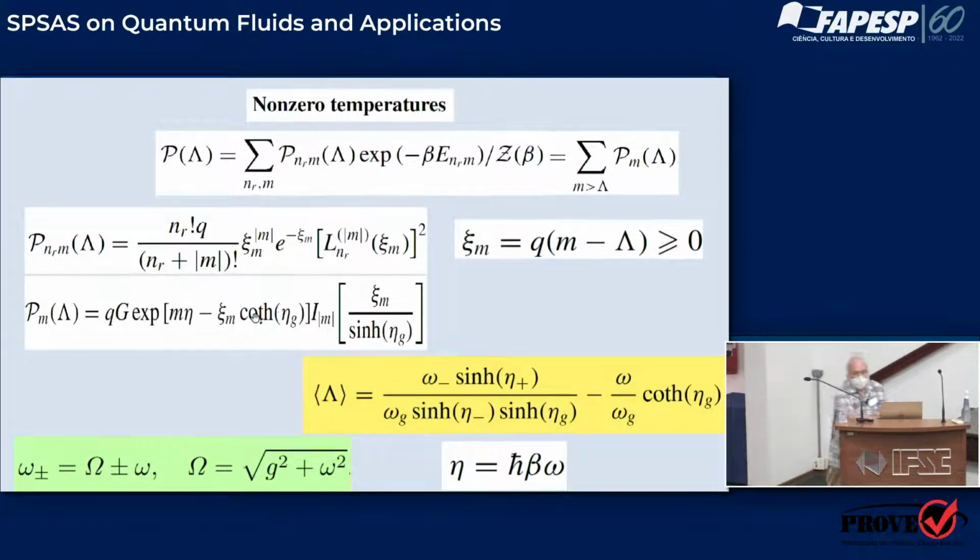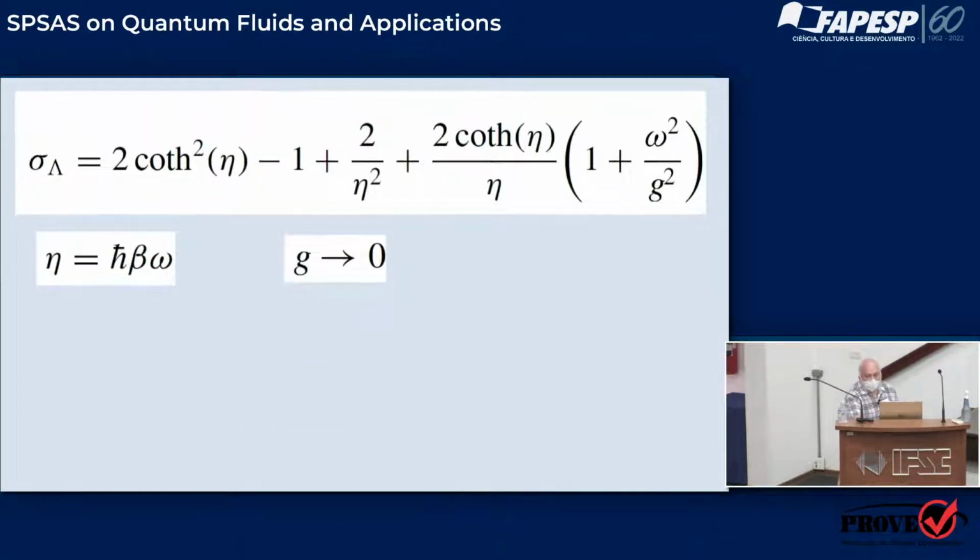But due to this restriction, this sum cannot be calculated analytically. We have to calculate numerically. And the convergence of this sum is very slow. And what is the result? But before the result, I will show you again the fluctuation, sigma lambda.